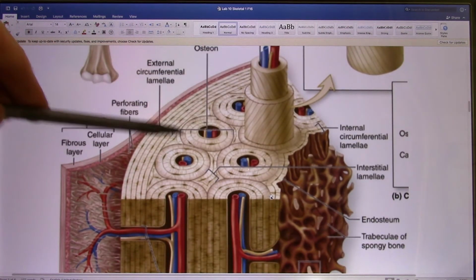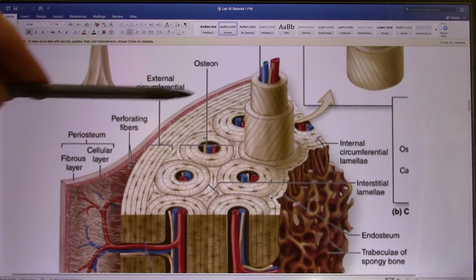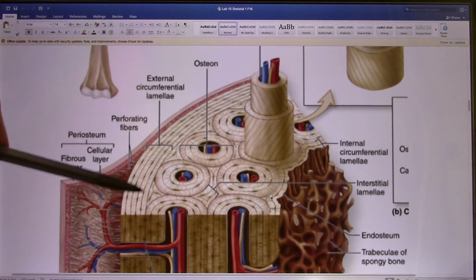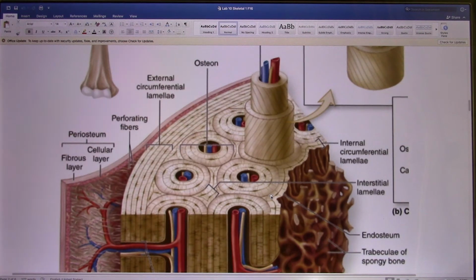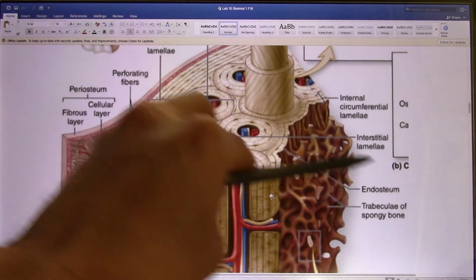The layers, like tree rings, are called the lamellae. In the bone, there are actually two kinds of lamellae. This one is called the circumferential lamellae, and they are on the outside, around the whole osteon. And the connective tissue outside is called the periosteum, and inside is called the endosteum.